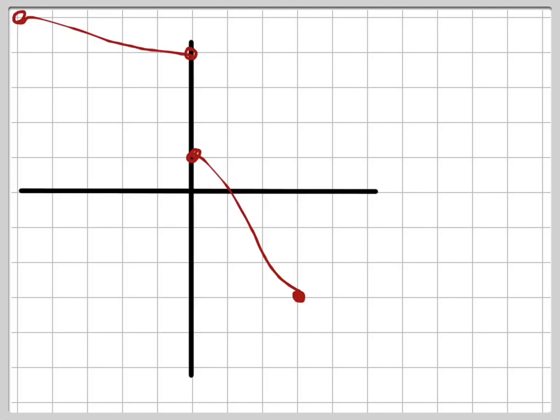And I think they asked the domain and range, right? Domain and range. So which one's X, which one's Y? X is domain, Y is range. So we're going to have our domain, we're going to have our range.